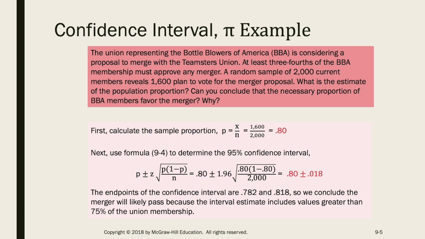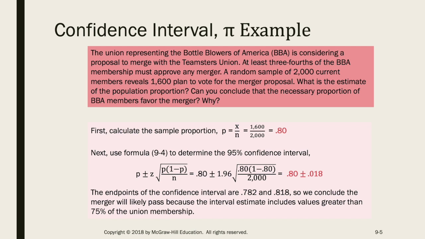All right, and then we'll multiply that times the square root of p times 1 minus p divided by the sample size of 2,000. And so we have 0.8 plus or minus 0.018, where 0.018 is what we call our margin of error. And so calculating this out, the min here is 0.782 and the max is 0.818.